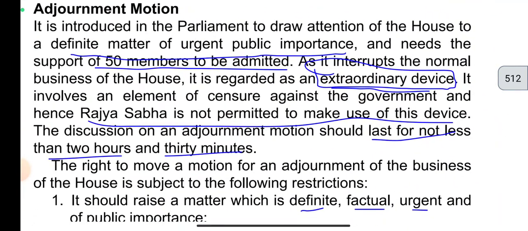It is introduced in the parliament to draw attention of the House to a definite matter of urgent public importance and needs the support of 50 members to be admitted. As it interrupts the normal business of the House, it is regarded as an extraordinary device. It involves an element of censure against the government and hence Rajya Sabha is not permitted to make use of this device.